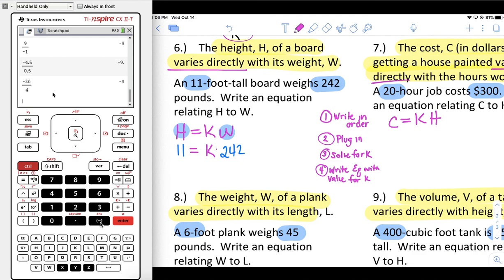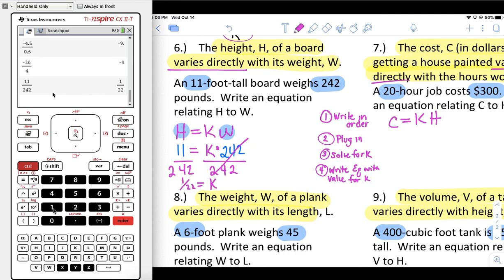All right, so if I'm trying to solve for k on this one, I need to get rid of the 242 so I can get k by itself. Notice that these are multiplying, so to undo multiplication, I need to do division. I'm going to divide both sides by 242. The 242's cancel, and I get my k. Let's type this in our calculator. We're going to do 11 divided by 242. Simplify that fraction. It is 1 over 22.